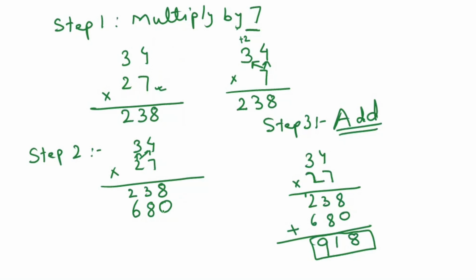That's why we shift one digit to the left, or you can place a 0 here. This is called the 0 placeholder. You can make a smiley face here if you want. Then we multiply here with the 2. Then the final step is we have to add it, and then we will get our final answer.